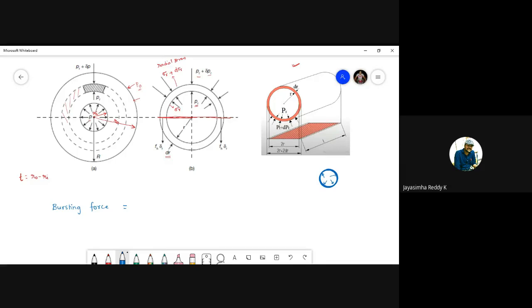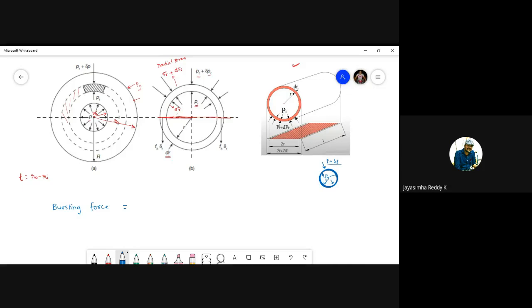So what will be the bursting force? Internally this is having a pressure of P and externally this is having a pressure of P plus delta P. This pressure will make the pipe burst and this pressure will make the pipe resist. So these two are opposite radial pressures, and this P tries to burst the pipe and this P plus delta P will try to resist the pipe. So the net bursting force will be this one minus this one. I'm writing it in terms of force.